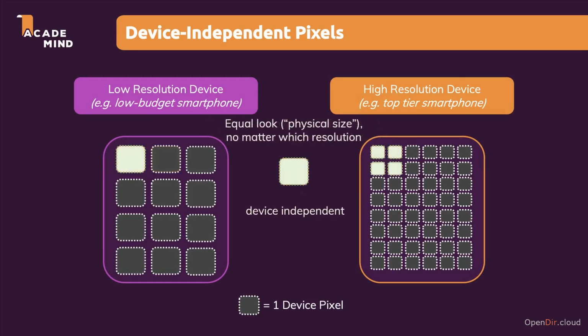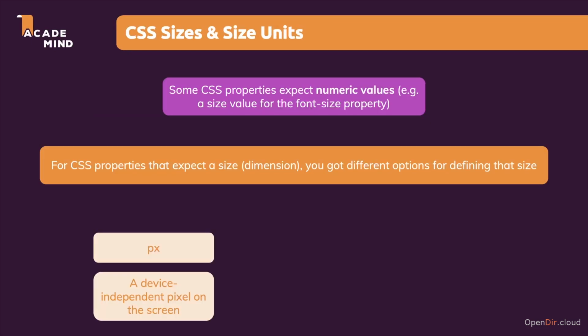So if you set something to, let's say, 10 pixels in CSS, the browser will make sure that it looks good and has the same physical size, no matter on which device you're viewing the website. So you can safely set something to 10 pixels without risking that it will be super small on a high-resolution device and super big on a low-resolution device. That will not happen because it will be scaled automatically. And therefore, pixels is a great absolute unit for setting dimensions.